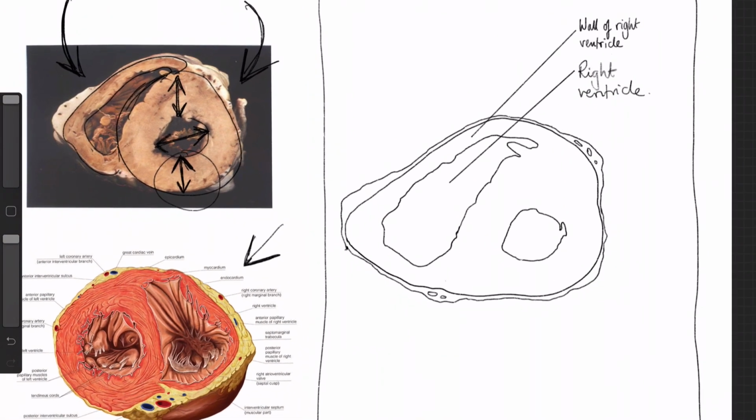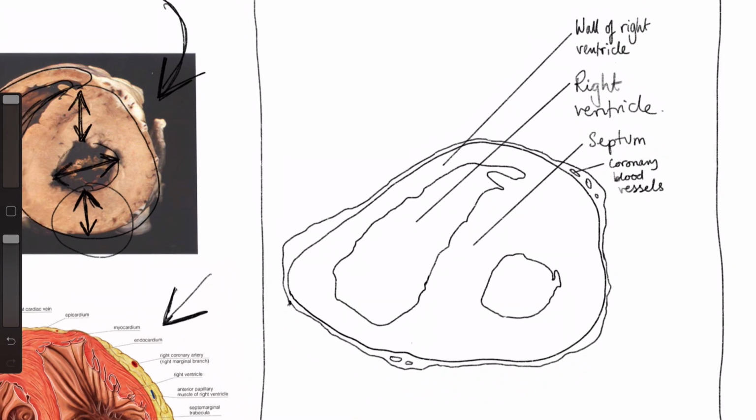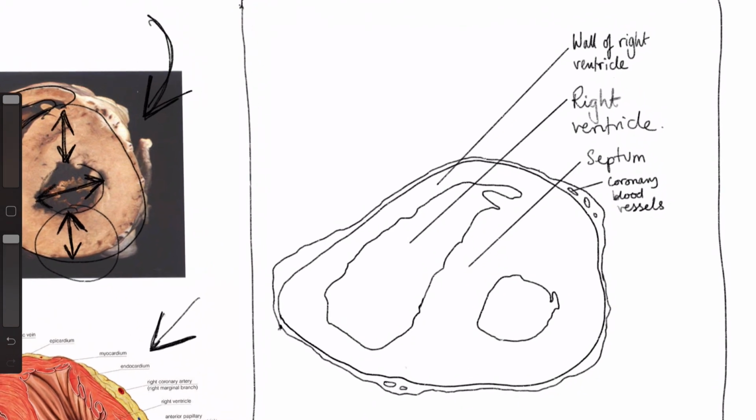And then we have this part right here. Roughly I'm keeping my labels in a kind of line as well. That's the interventricular septum. Okay. Now at this level, I can't tell whether those are arteries or veins, so I'm just going to call them coronary blood vessels. Okay.